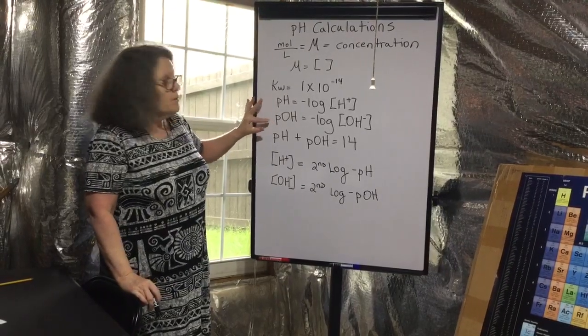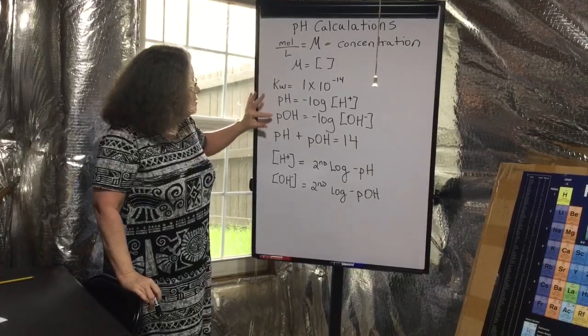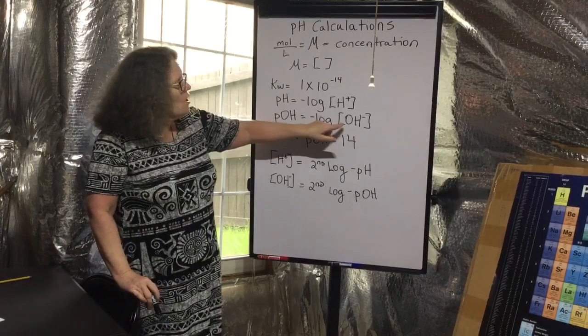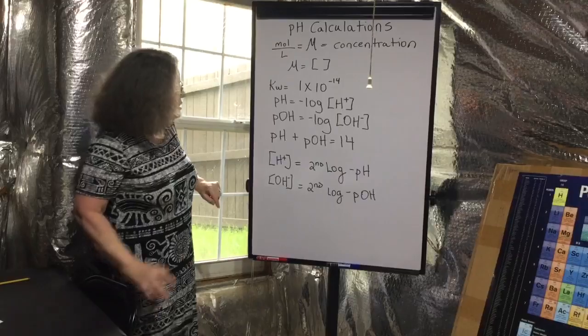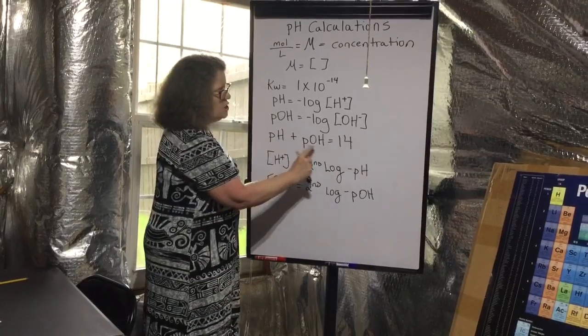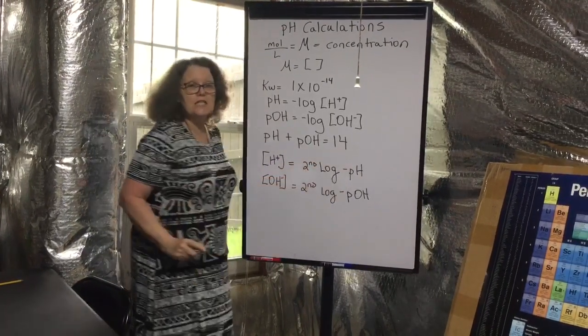pOH, okay, we don't use that very often. We usually use pH, but pOH is the negative log of the hydroxide ion concentration. If you add pH and pOH, the number is 14.